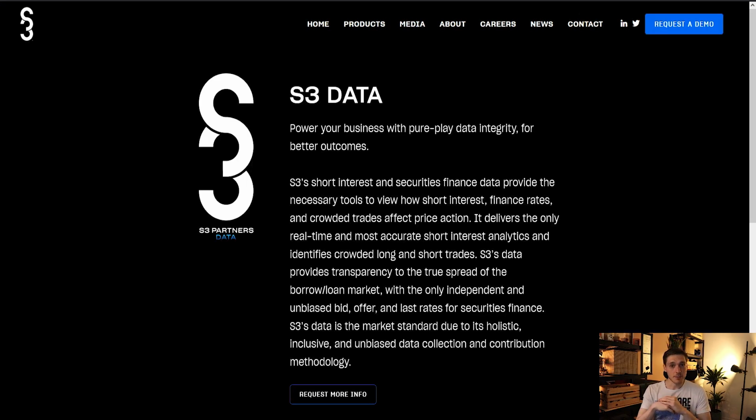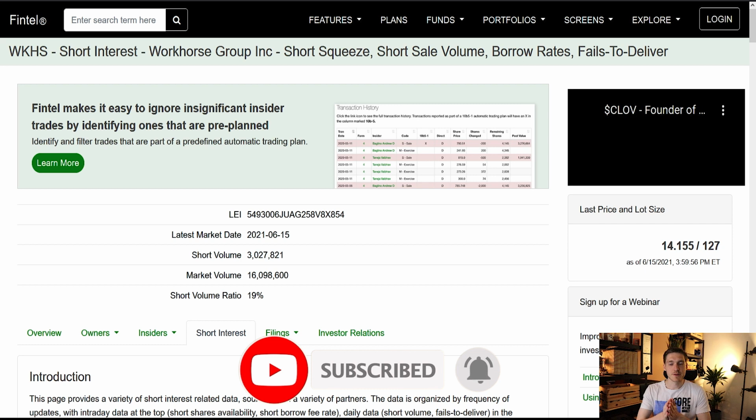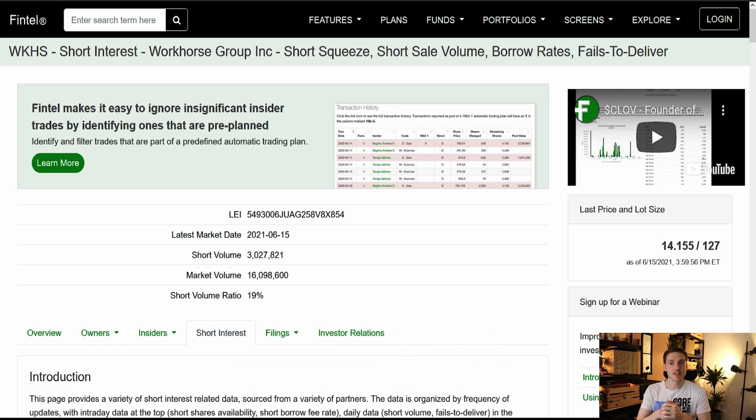There's also a similar company out there, S3 Partners. Here you can find basically, again, these real-time updates about the short interest for companies. You can request a demo, but I wasn't able to find any pricing for this one. And Fintel also has a service where you can find daily updates about the short interest. This is also paid, $25 per month. So that is an explanation of the short interest and where you can find these numbers.